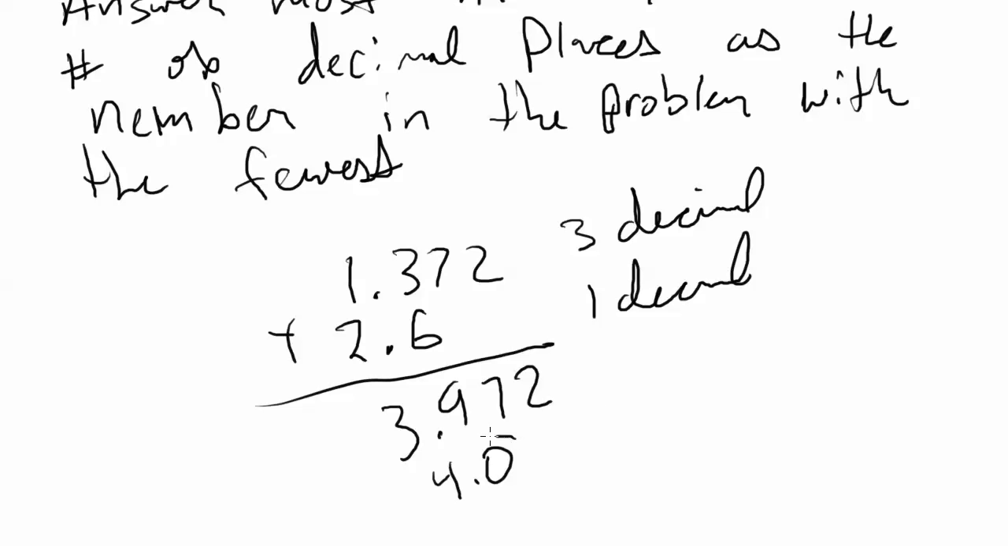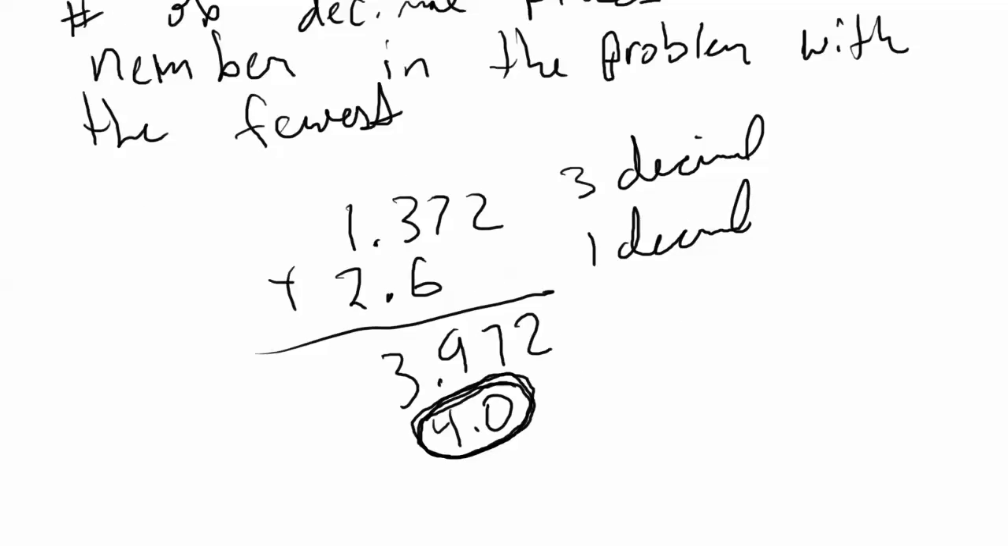So your final answer has to have the same number of decimal places as the number in the problem that has the least number of decimal places. That's the addition and subtraction rule. Let's look at it again.